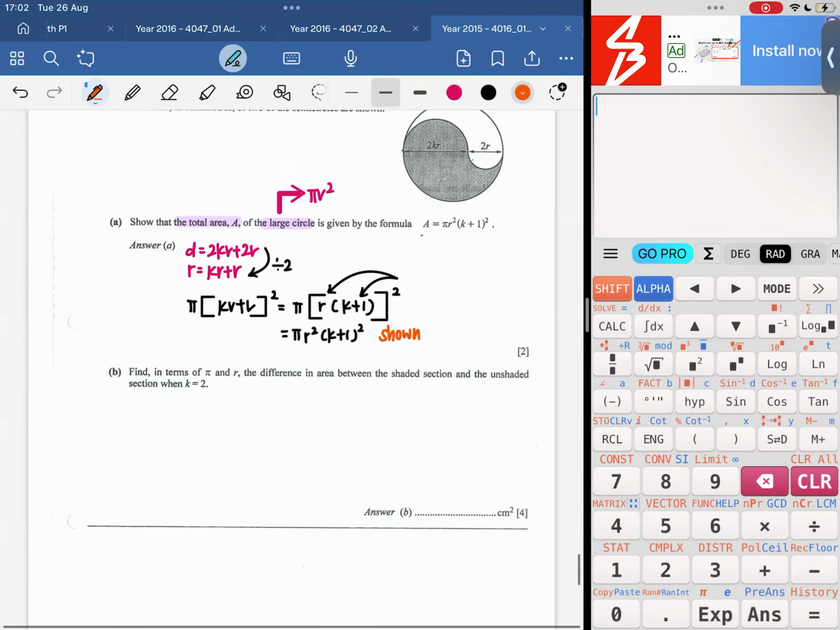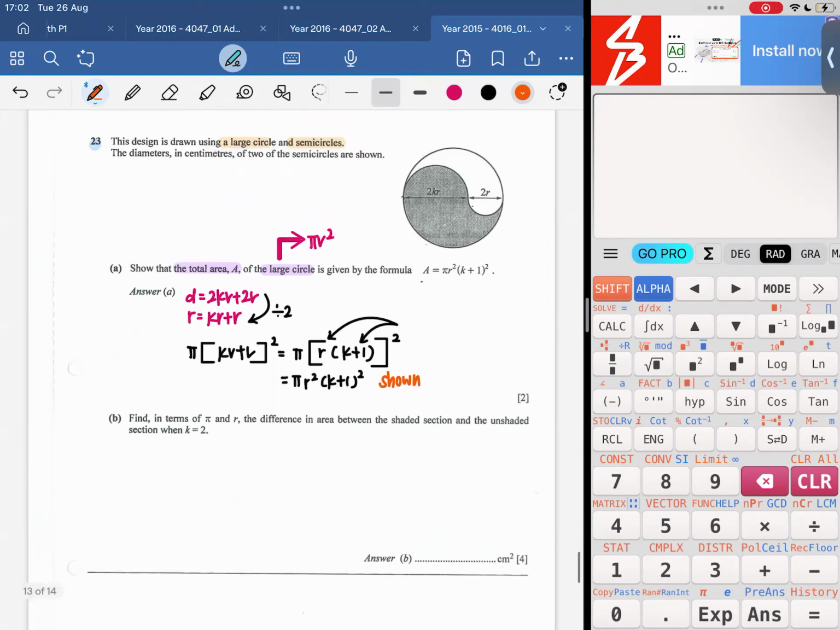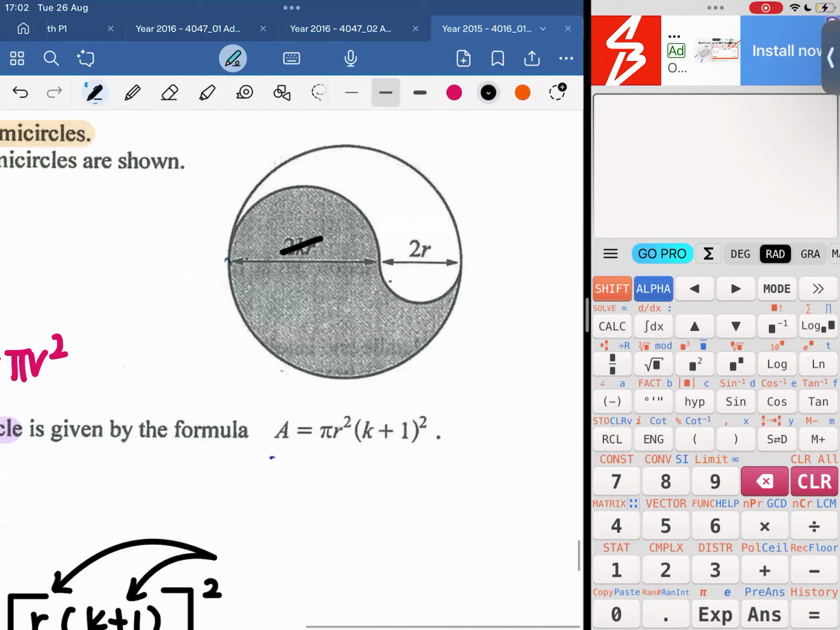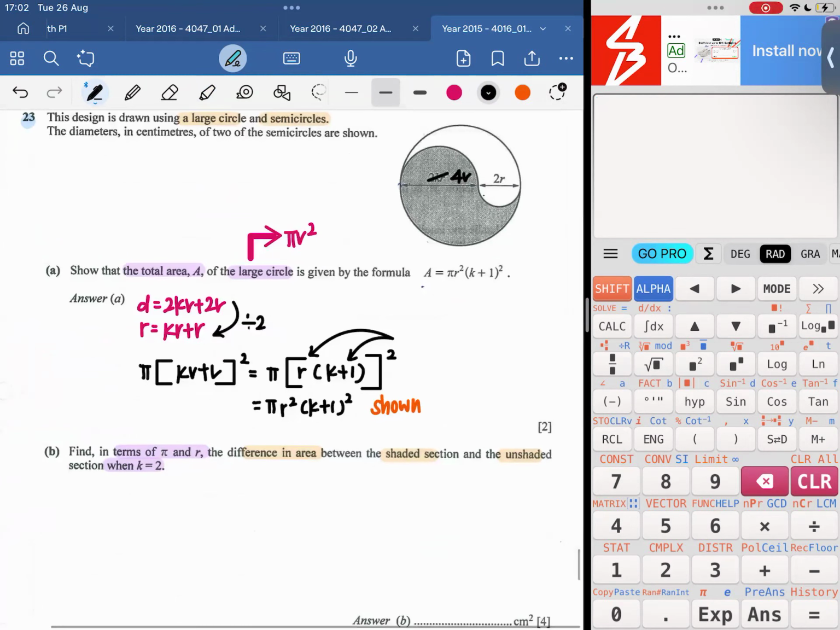Okay, shown. The next one is 4 marks, right? Why is the space so small for 4 marks? From here, they say find in terms of pi and r, and they tell you that k is 2. They want you to find the difference between the shaded and the unshaded. When they say k equals 2, you can just go and change this to 2 times 2, so change to 4r. It's a lot easier. Then you don't need to work so difficultly.